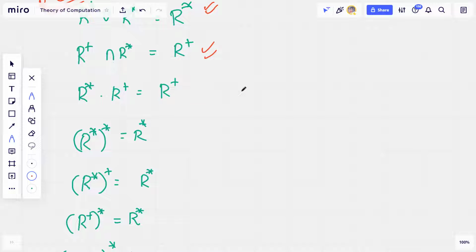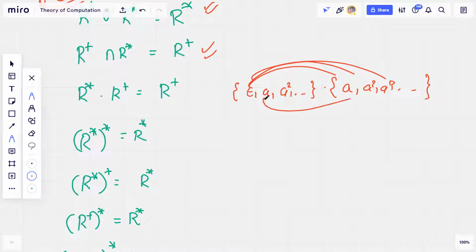Okay. Then there is R star into R plus. What is R star? It's epsilon, a, a square, a cube, and so on, and concatenation I hope you know. I take epsilon and multiply with everyone, I take a and multiply with everyone, and I write the answer. See, everything boils down to whether epsilon is present or not, because every other string will be present definitely. How? If I take this epsilon here and multiply with every other thing, all the strings of length greater than or equal to one will be present.